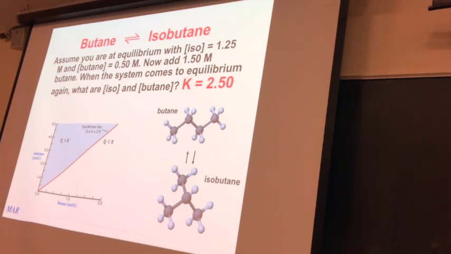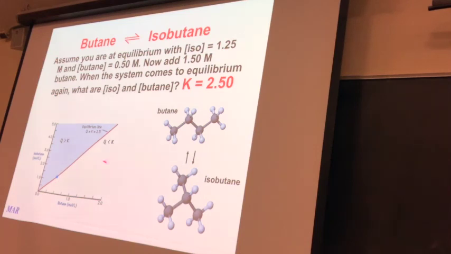So as long as our concentrations are on that line, the line of 2.50, then we're at equilibrium. But the minute we start disturbing it, we'll see we're not at equilibrium. And again, all these reactions want to go back to equilibrium. So we'll see how this works here. Butane and isobutane can interconvert to reach a dynamic equilibrium. The graph shows the equilibrium line.